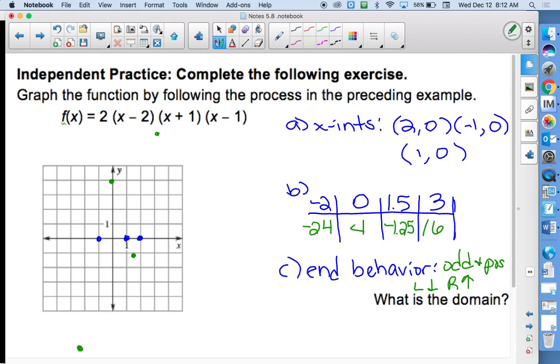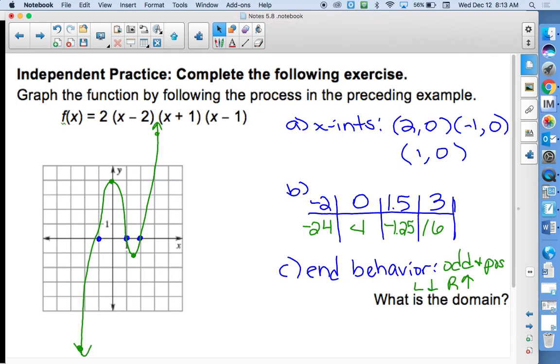So you can connect your points, and then I wanted to kind of have us look in the calculator. So start from the bottom, try and connect your points smoothly. So that would be our graph. Starting from the left, always start from the lowest point, work your way up.